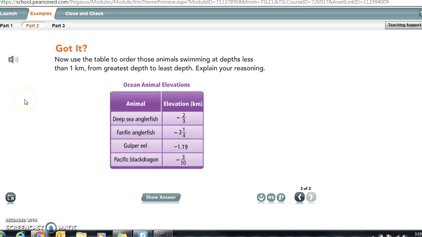Now, use the table to order those animals swimming at depths less than 1 kilometer, from greatest depth to least depth. Explain your reasoning. So this one should be kind of easy because we just did least to greatest. So think about what we have to do in order to get the opposite answer. Okay? Go ahead and put from greatest to least in your notes. Order these and then go on to part 3 with me.